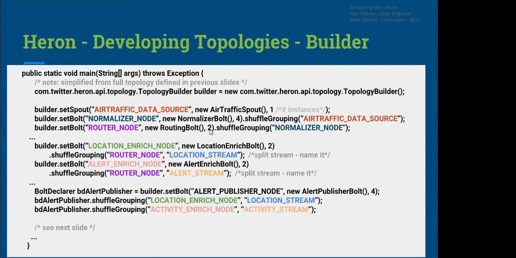The thing about instances is you'll have to figure out, tuning wise, how many instances you need to process this data. The example here is that the normalizer bolt might be a little heavier to do processing, so I'm going to have 4 of them, where the router's doing nothing but splitting the stream, so I don't need as many.